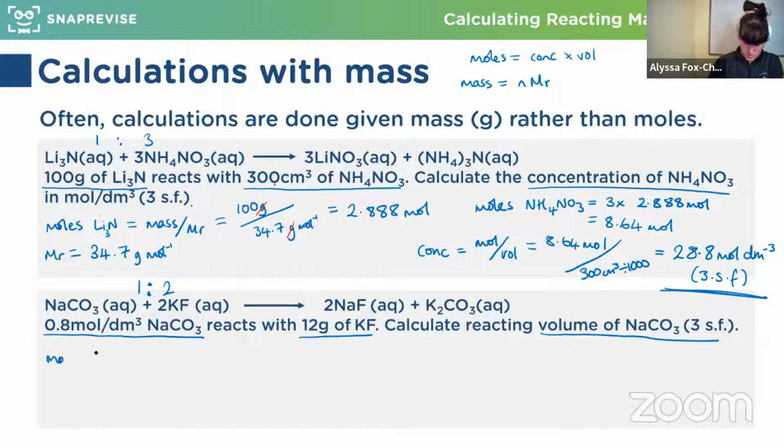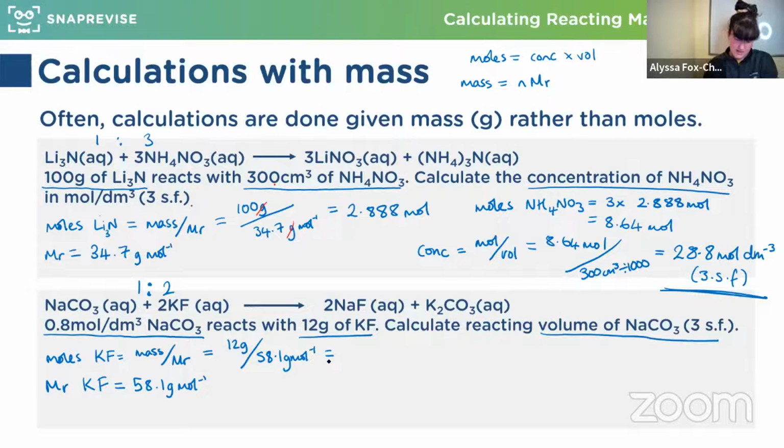The moles of potassium fluoride, therefore, is mass over MR. Well, I don't have the MR yet, so let's work that out. The MR of potassium fluoride is 58.1 grams per mole. So I've got 12 grams divided by 58.1 grams per mole. That means my moles of potassium fluoride are 0.206 moles of KF. But I don't want moles of KF, I want moles of sodium carbonate.